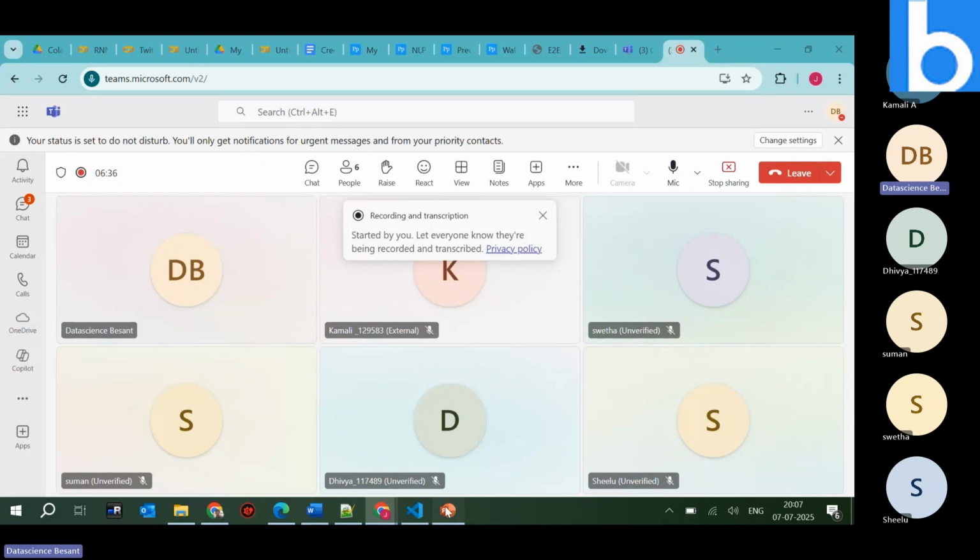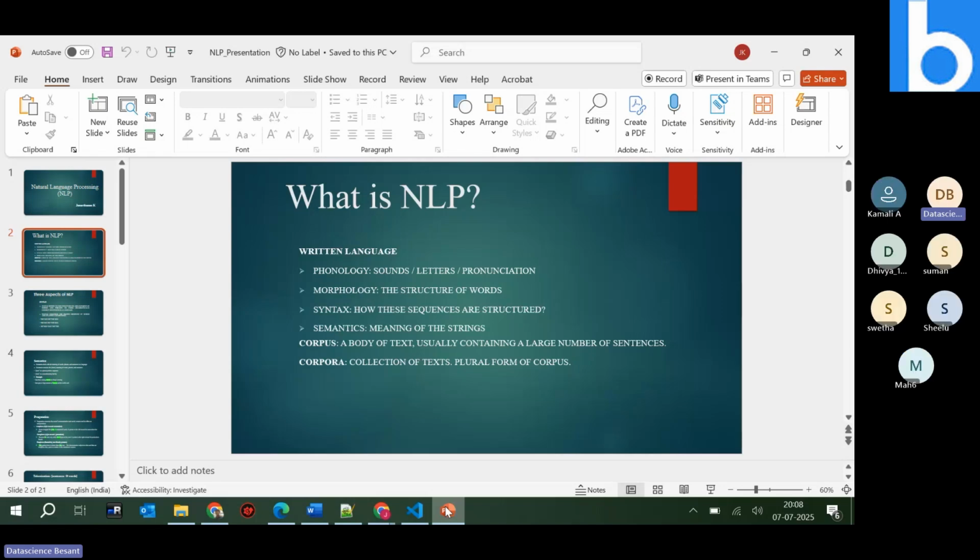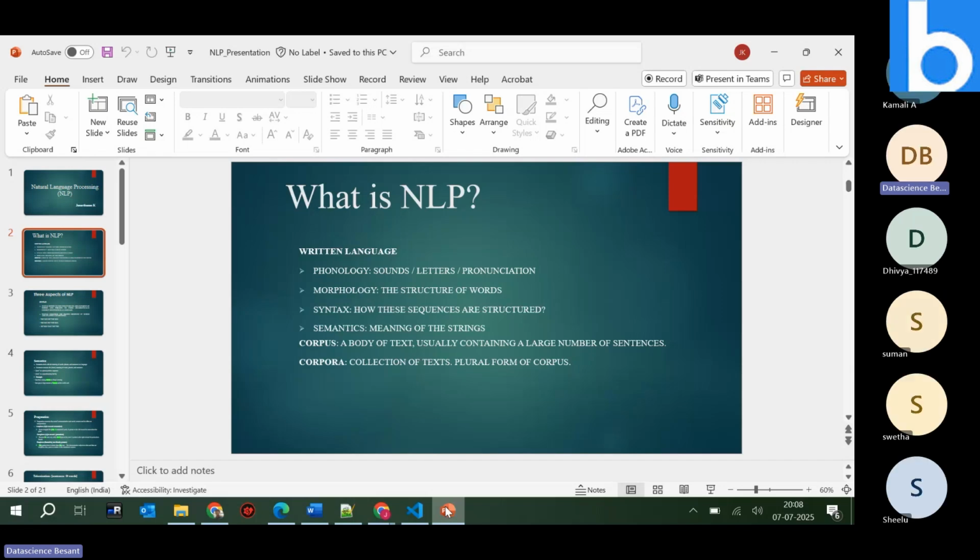So what is NLP? We know each language has its own sound, letters and pronunciation. Morphology is the structure of words; the arrangement of the words is very important to carry the meaning of a sentence. Syntax is how sequences are structured: if a paragraph has 4 or 5 sentences, they should be arranged so that they carry the context and the information. Semantics is the meaning of the strings, basically the meaning of words. Some words have different meanings depending upon the context, so we'll see an example for each.